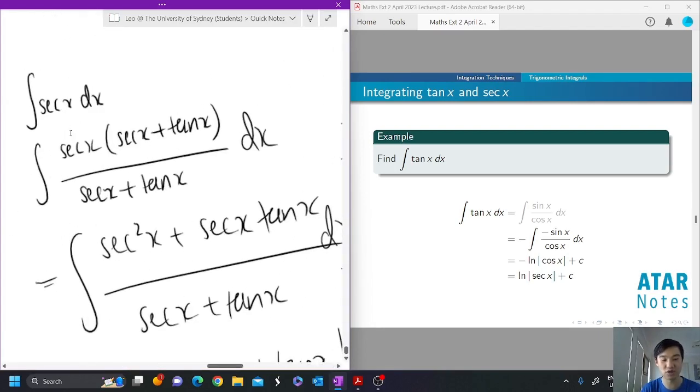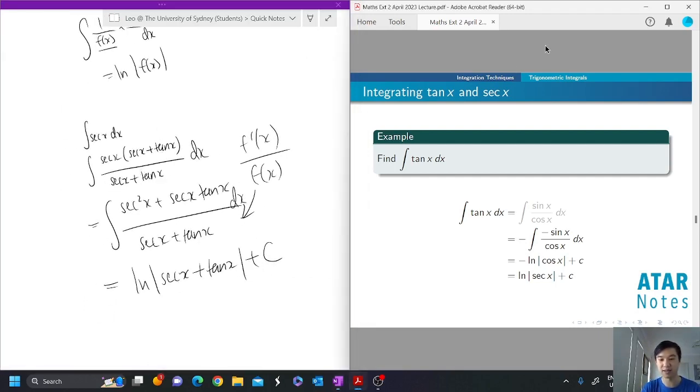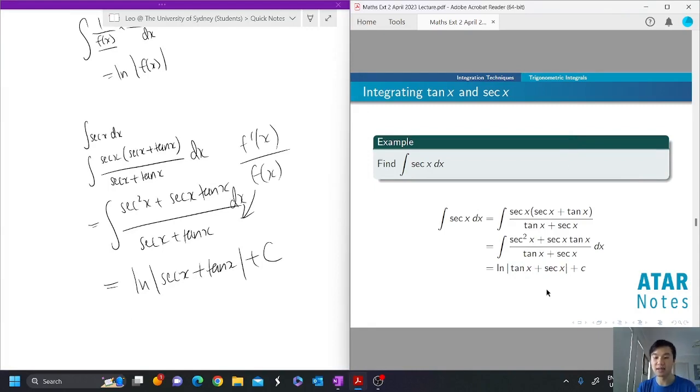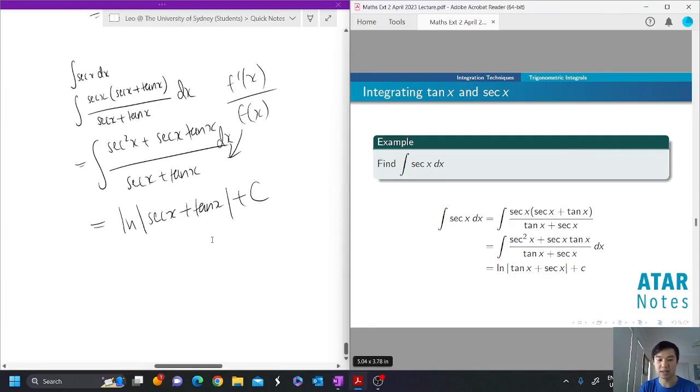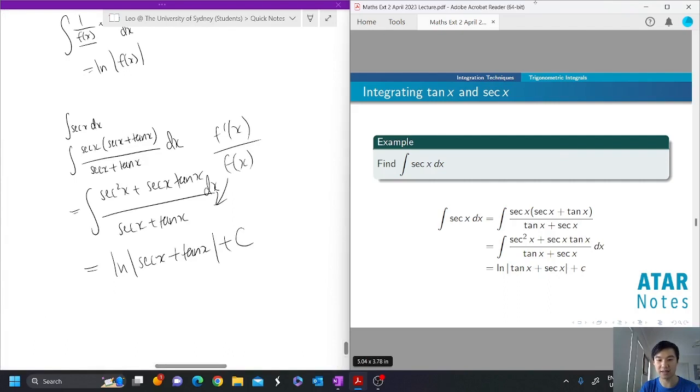You just have to know this trick of multiplying the top with sec x plus tan x and the bottom with sec x plus tan x. So you can see it here. That's how we do the integral of sec x.